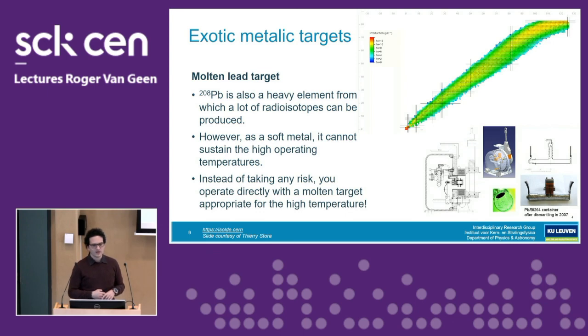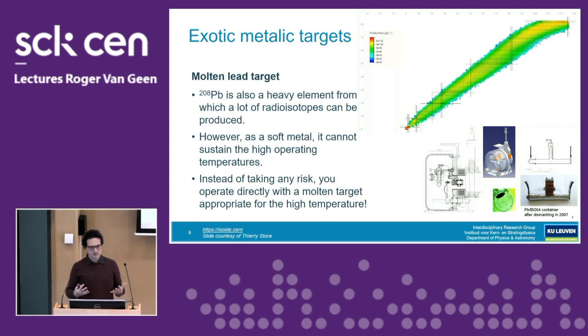So if you cannot maintain the integrity of your metal, then simply deal with it and start from the principle that your metal is just going to be a big lump of something molten. And that's what we do at ISOLDE with the lead target. Once again, to answer your question right away, I put 208 here, but we use natural lead. So lead is also a heavy element, and you can see on the top right everything that you can produce from our lead target. And you see it goes a bit further because it goes, well, up to lead 208.